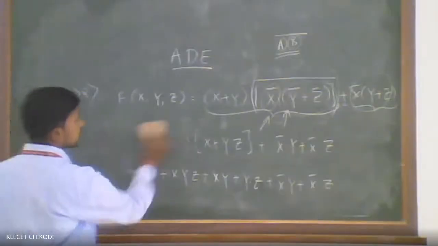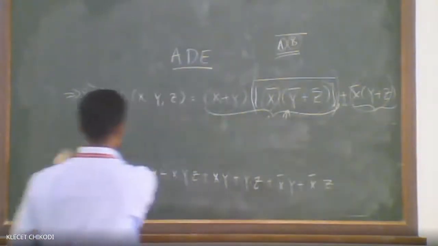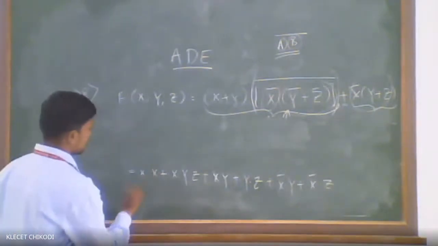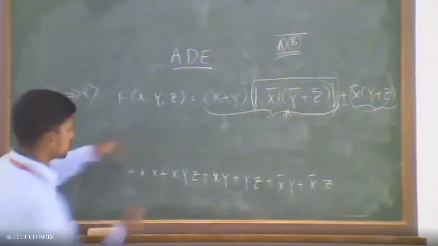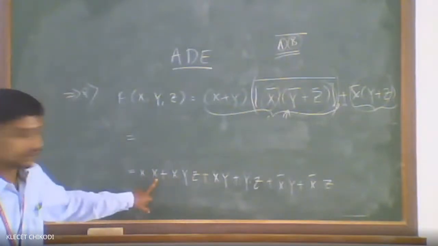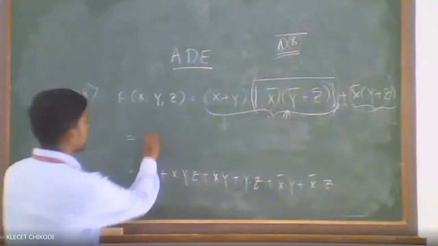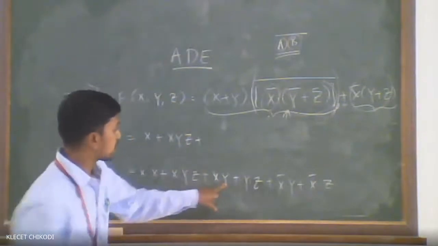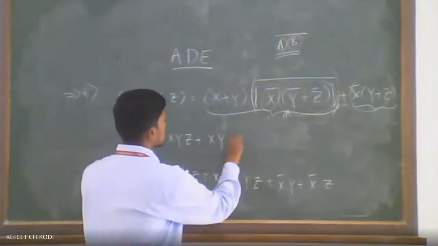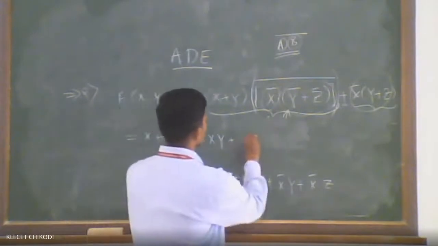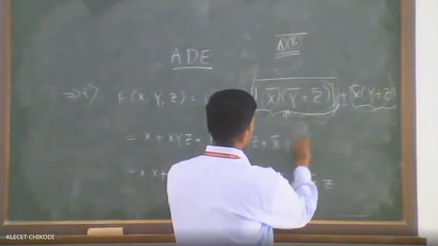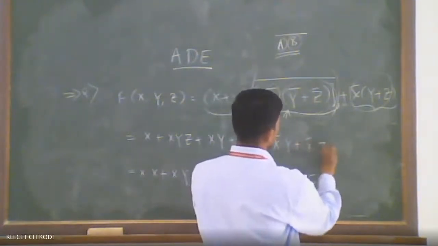Now further simplify. That is, apply the Boolean rules, laws, and theorems wherever applicable. The next step I will write here. The x into x, what will it be? X. Again, x into y into z, write as it is x into y into z. Again, x into y, write as it is x into y. Again, y into z plus x bar into y plus x bar into z.